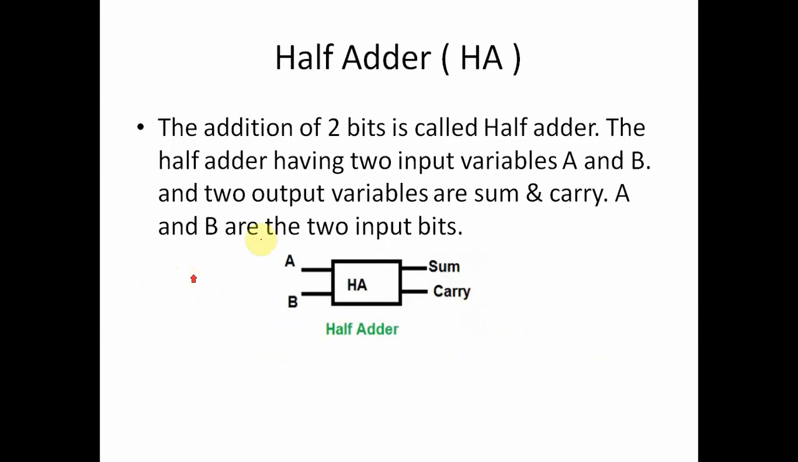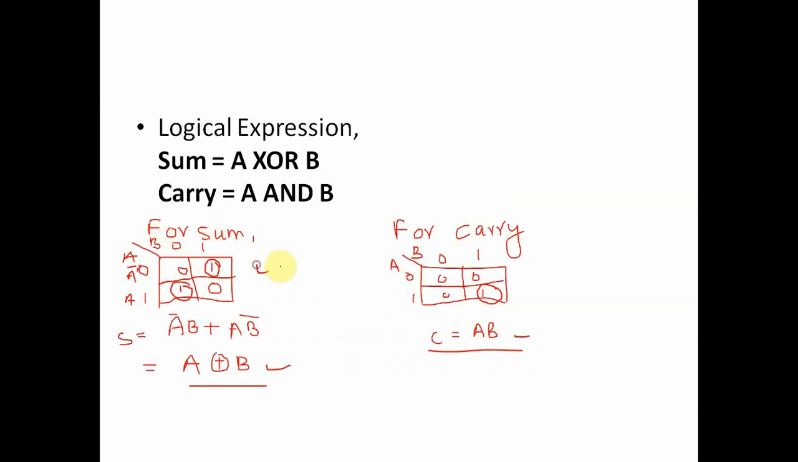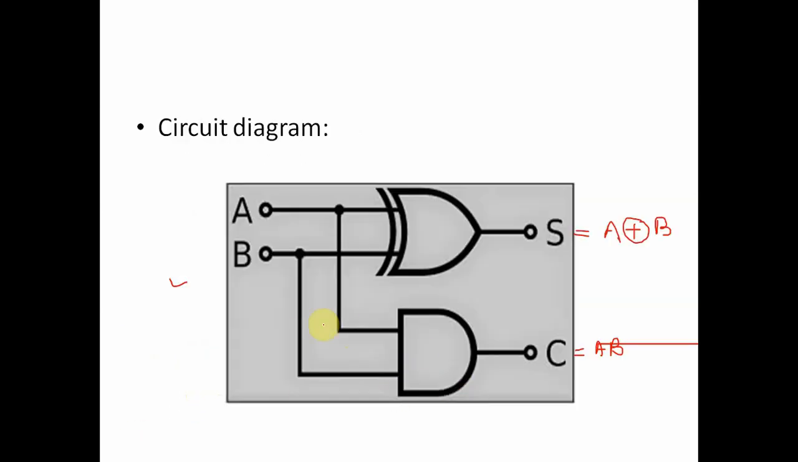Basically, half adder is used for addition of two bits. Half adder has two inputs A and B and two outputs. This is the truth table of the half adder: 0 plus 0 is 0, 0 plus 1 is 1, 1 plus 0 is 1, and 1 plus 1 is sum 0 with carry 1. After that, for the sum and carry we use the K-map technique, and after solving, sum is equal to A XOR B and carry is equal to A into B. By using sum and carry, we draw the circuit diagram of the half adder.